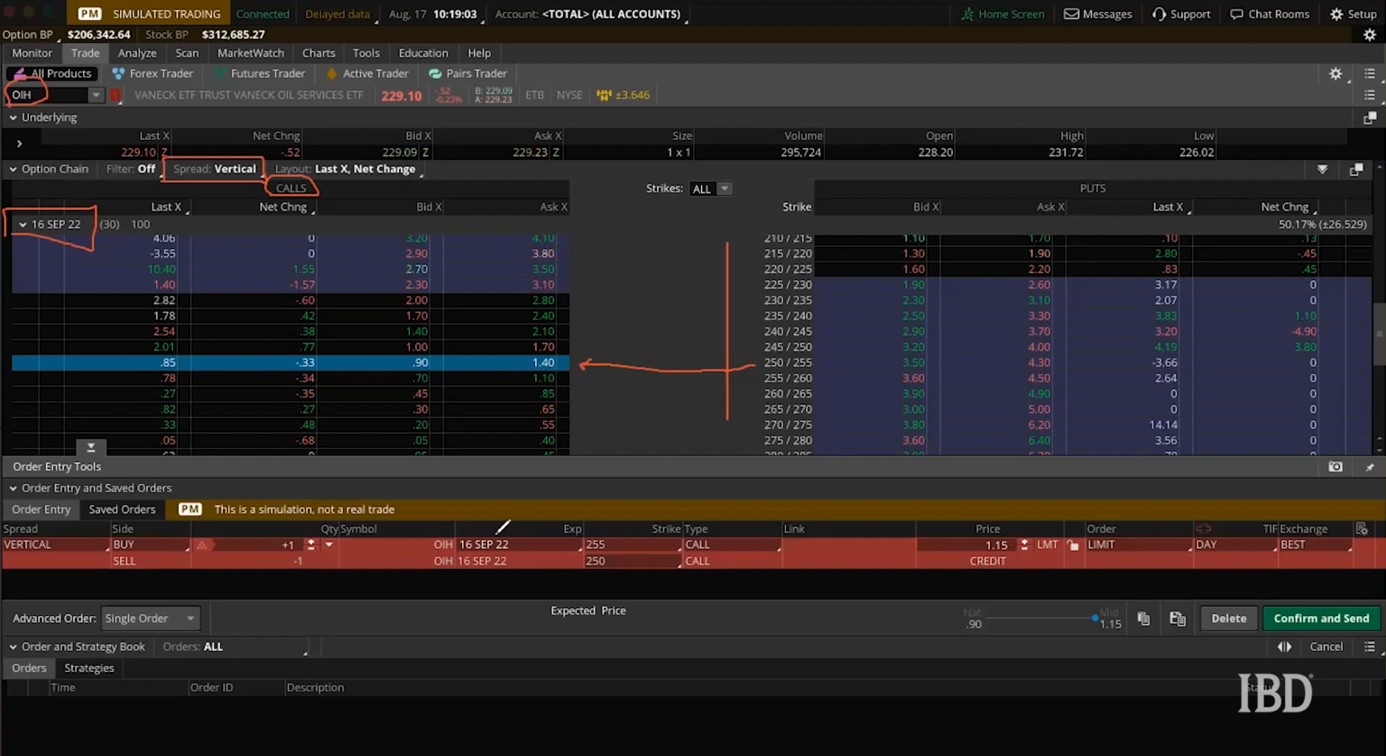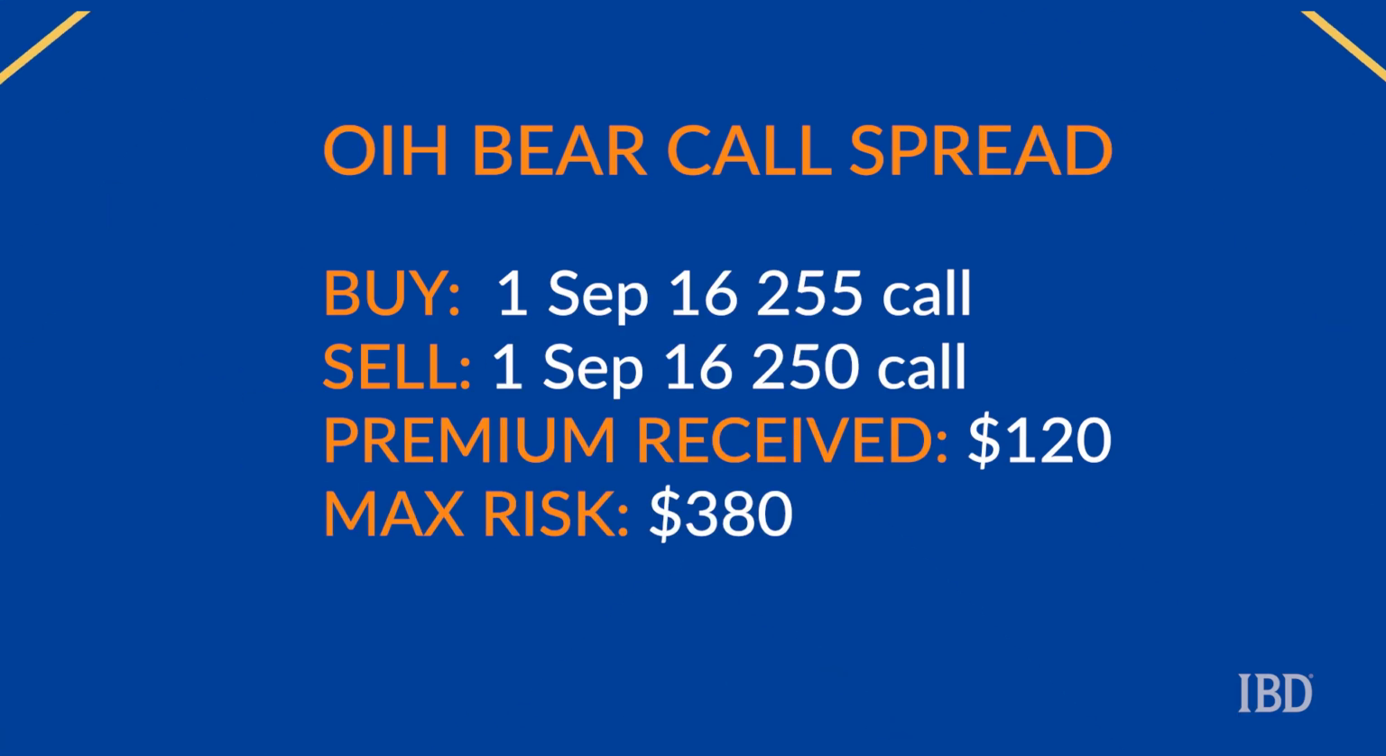And down here, this is how the trade should look when you're about to send it out. You want to buy one 255 call and sell one 250 call, both expiring September 16th. We are looking at selling the September 250 call and buying the September 255 call to create the spread. Selling these two options generates roughly $120 in premium. The trade has a maximum risk of $380.